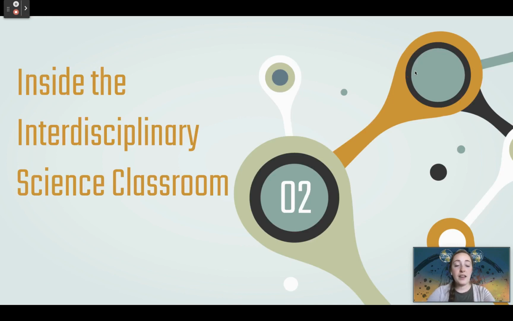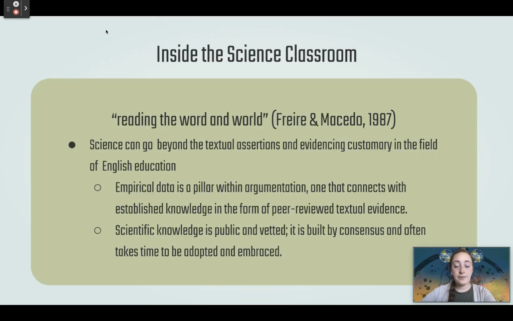So while they're doing that concurrently in the English classroom, inside the science classroom, they'll be taking a lot of those concepts and looking at empirical data that backs them. This really allows students to do what Freire referred to as reading the word and the world. Science can go beyond the text in a way that ELA sometimes can't.